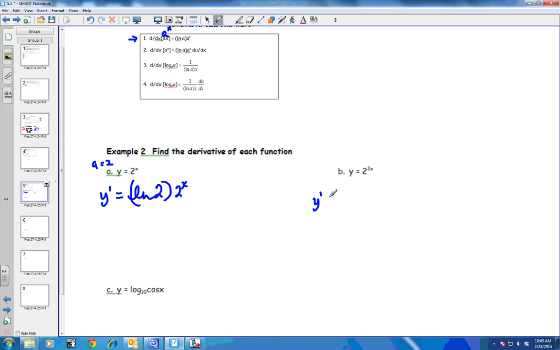Let's do part B. Y prime equals, this is my a, so natural log of 2, and then it's 2 to the 3x, because it says a to the x. But then I have to multiply by the derivative of my 3x since it's something other than just an x. So multiply that by 3. Now you have to be careful. You can't multiply this 3 by any of these 2's, so I normally bring that 3 out in front, and it would look like this.